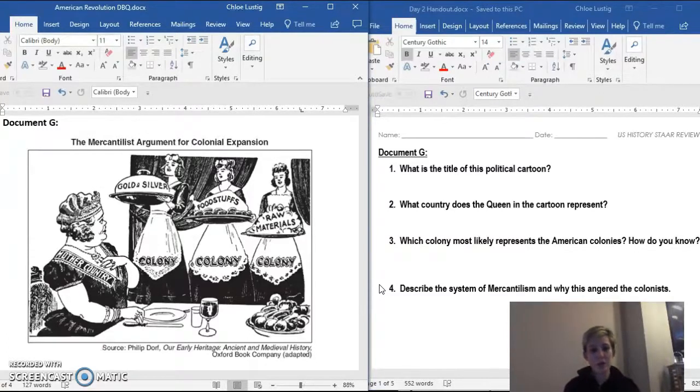Document G, this should look familiar to you because we've gone over it a few times. My hint to you would be look up this term mercantilism. That'll help you a lot. Think about who this person is. Think about how she looks very fancy and rich, and they look like maids feeding her things. I'll give you a hint. The colonies were responsible for giving Great Britain raw materials. Go ahead and answer your Document G questions.